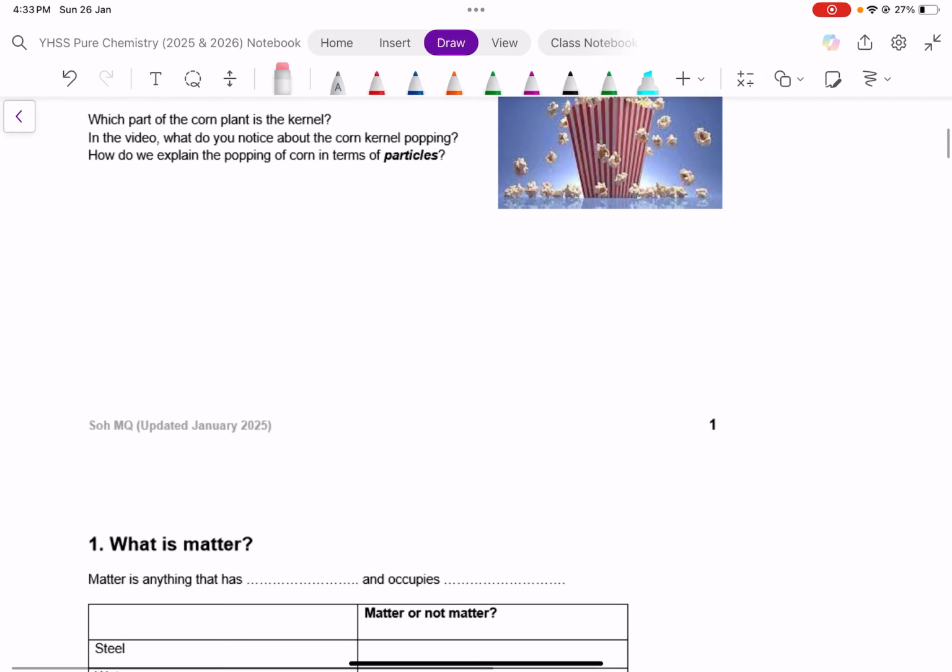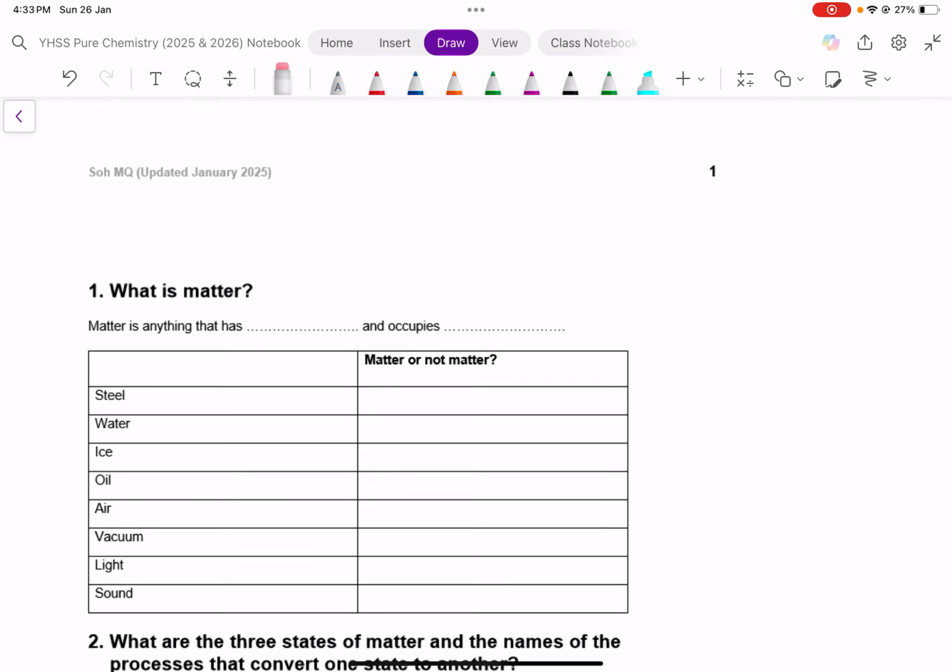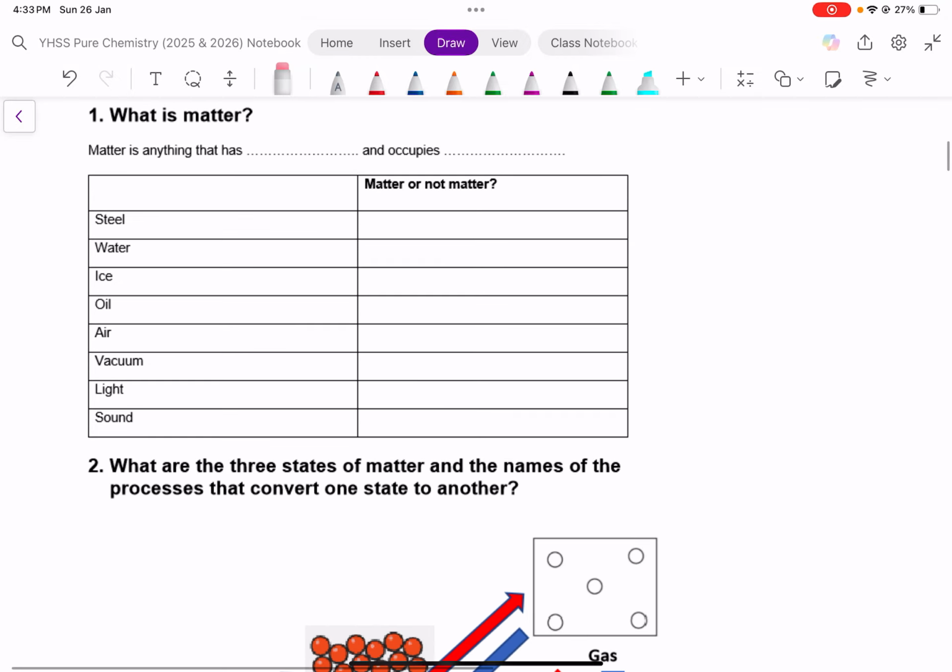But let's start off by defining what we are studying in chemistry. As mentioned, in chemistry, we're studying matter. So what is matter? For instance, steel, water, ice, oil, air, these are all examples of matter. Because whether it's steel, water, or air, it has mass and occupies space. So matter is anything that has mass and occupies space. This is crucial because it tells us that these are the things that we are interested in studying in chemistry. Now, what is vacuum?